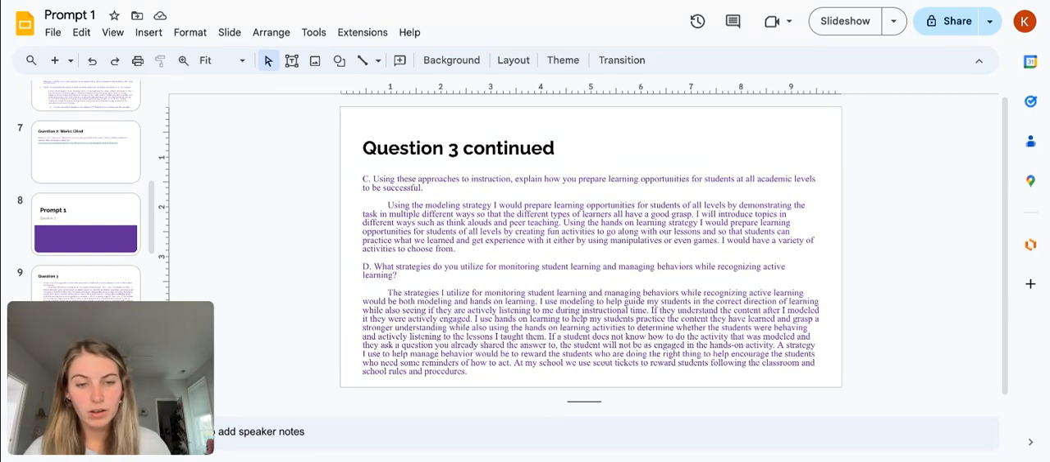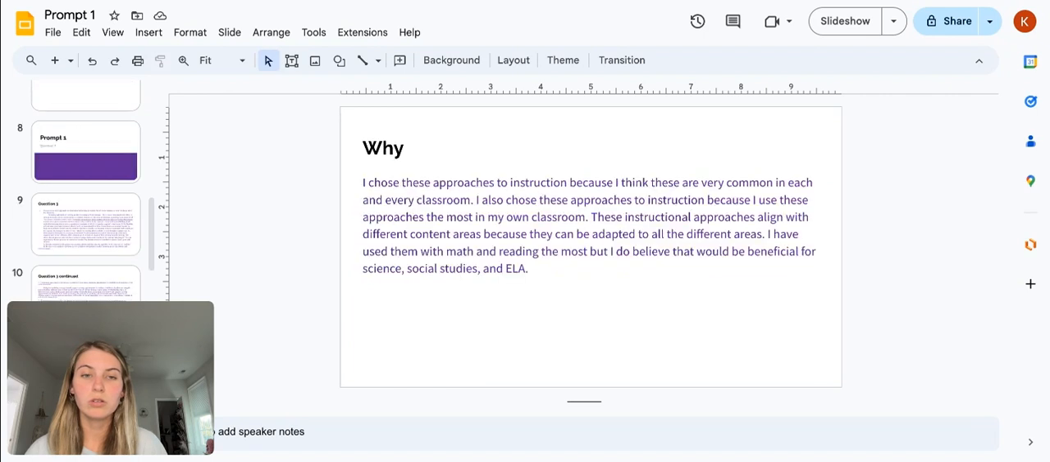A strategy I use to help manage behavior would be to reward the students who are doing the right thing to help encourage the students who need some reminders of how to act. At my school, we use Scout tickets to reward students following the classroom and school procedures.